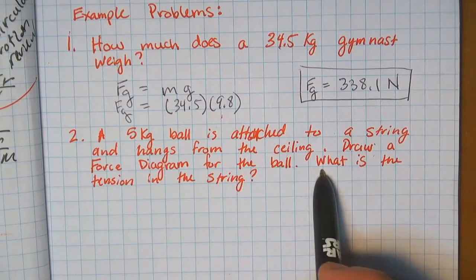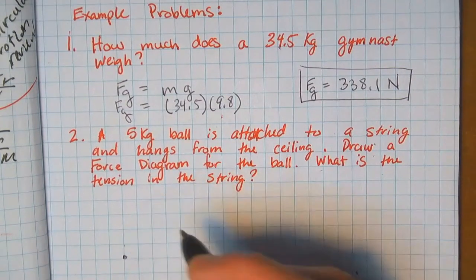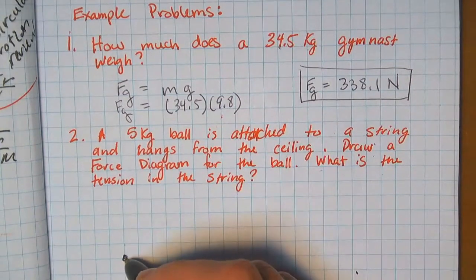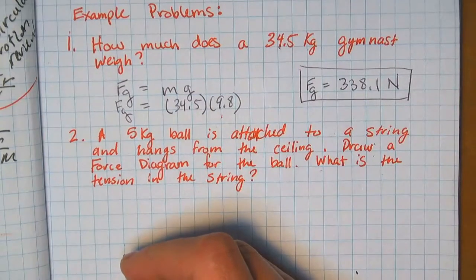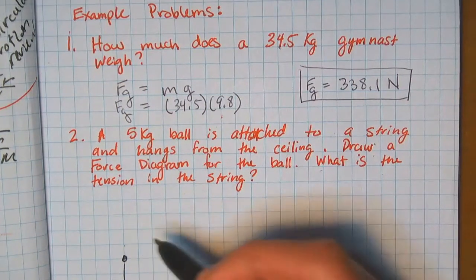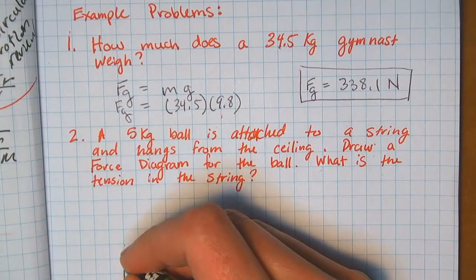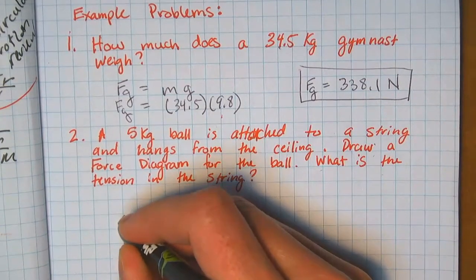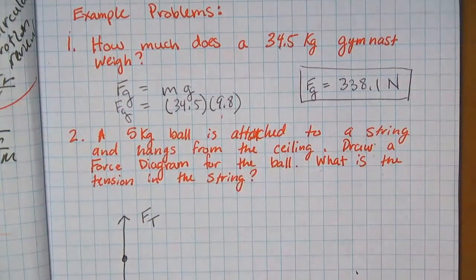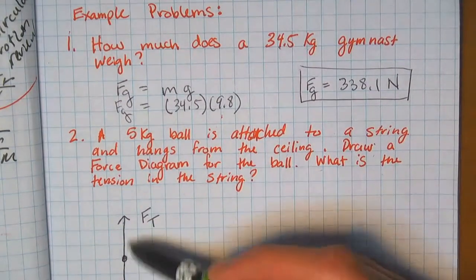Next one: a 5 kilogram ball is attached to a string and hangs from the ceiling. Draw a force diagram for the ball. What is the tension in the string? So first up, for a force diagram, you just draw the object as a dot. We would have the downward force of gravity. And because this object is just hanging there with an acceleration of 0, tension is going to be equal to that. Note I drew them both 3 squares on my diagram here to show that they're equal.